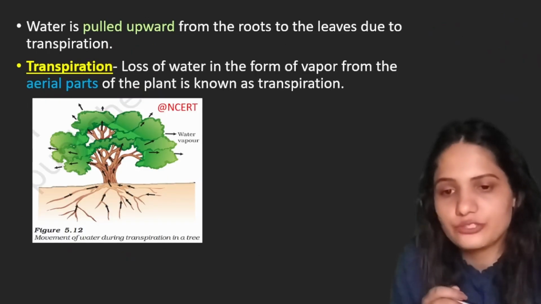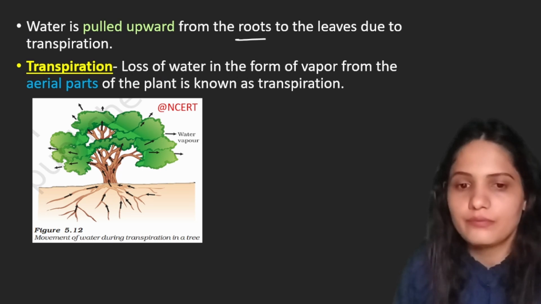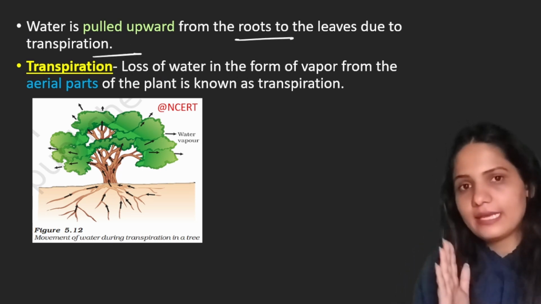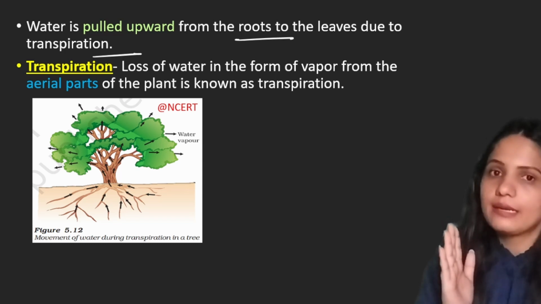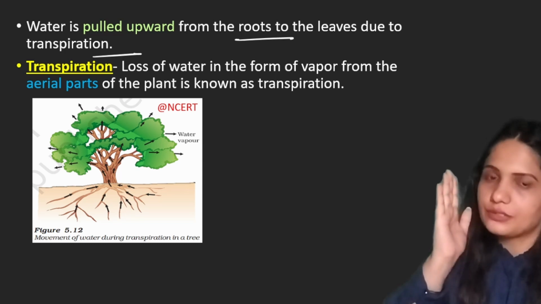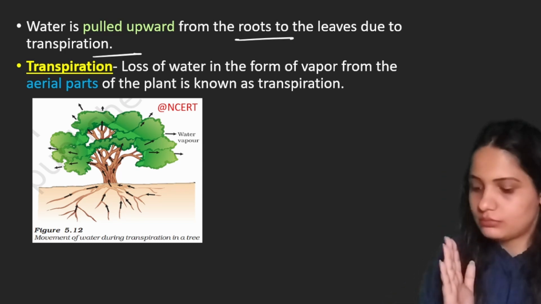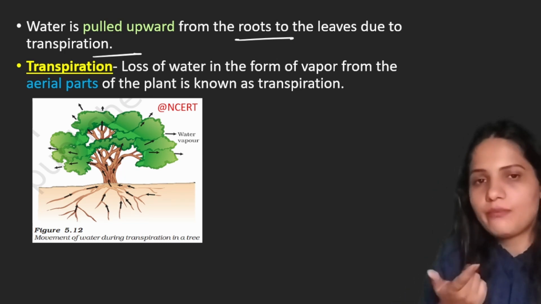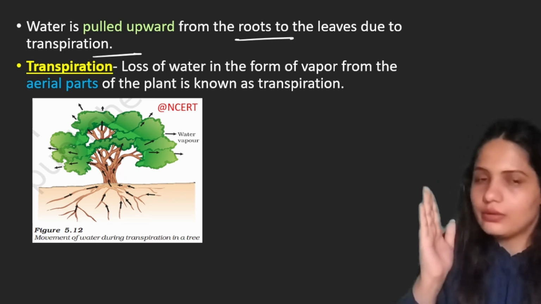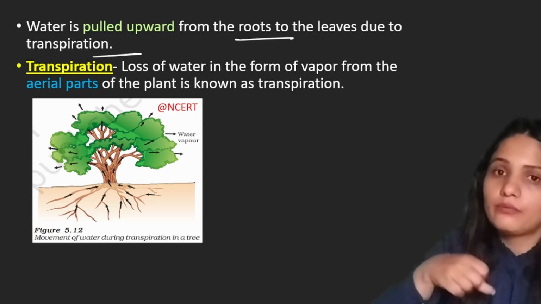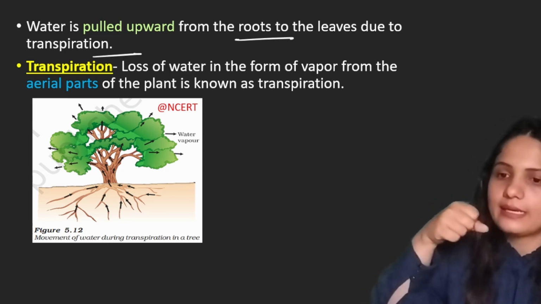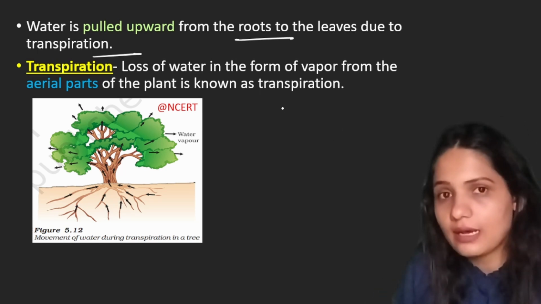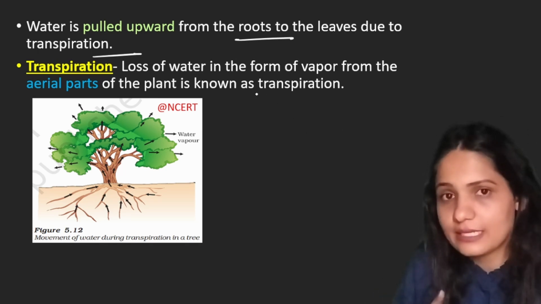What is transpiration? Water is pulled upward from the roots to the leaves due to transpiration. As water is absorbed from the soil, we have to move this water in the plant body in an upward direction. For transporting water from below to above, we need some kind of pull force, and water is pulled by the plant in the upward direction by transpiration, and this transpiration we have already covered in our previous section of the chapter on respiration.